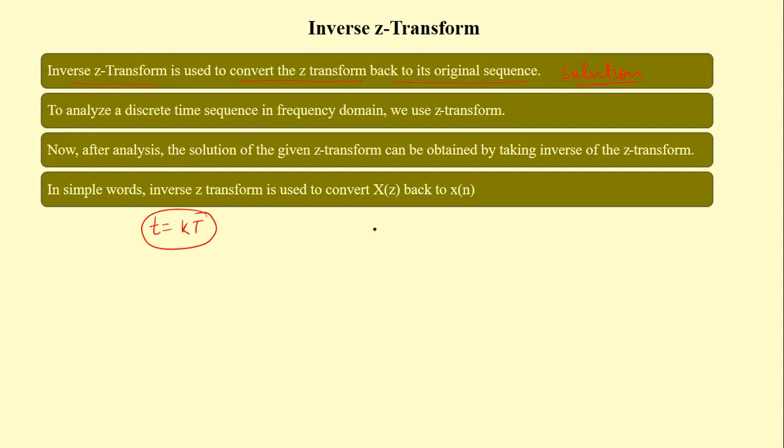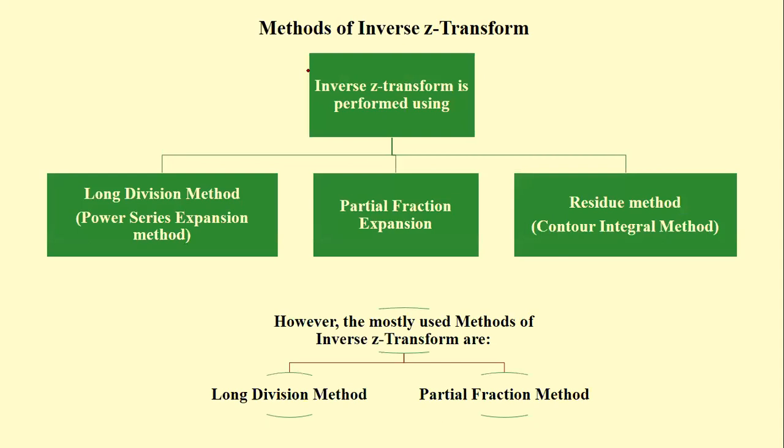So by applying inverse Z transform, we get x(n) from X(z). This is what the inverse Z transform does. Now there are certain methods to apply the inverse Z transform to find out the solution of the given Z transform.